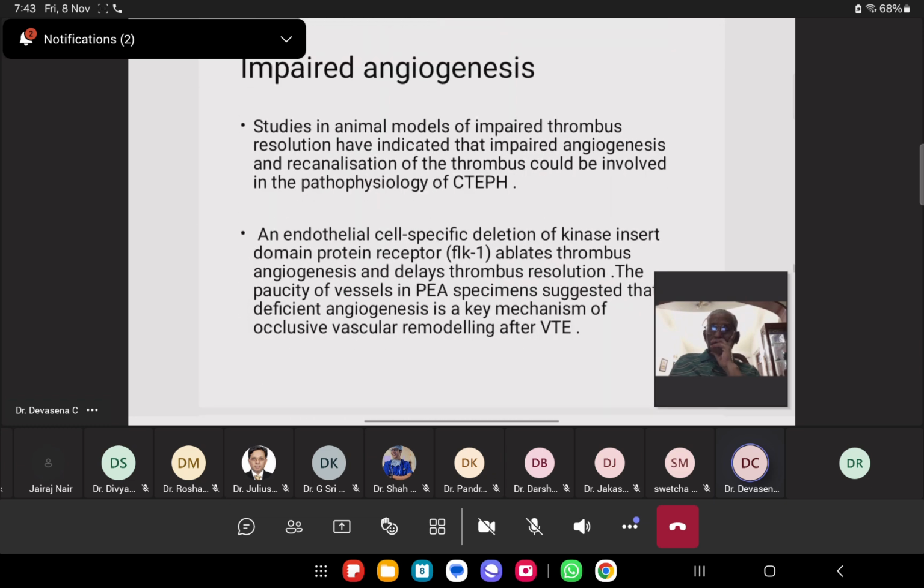Impaired angiogenesis. Studies in animal models of impaired thrombus resolution have indicated that impaired angiogenesis and recanalization of the thrombus could be involved in the pathophysiology of CTEPH. An endothelial cell-specific deletion of kinase insert domain protein receptor ablates thrombus angiogenesis and delays thrombus resolution. The paucity of vessels in pulmonary endarterectomy specimens suggests that deficient angiogenesis is a key mechanism in occlusive vascular remodeling after venous thromboembolism.